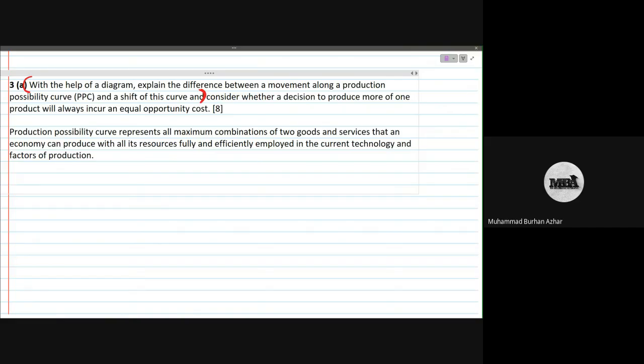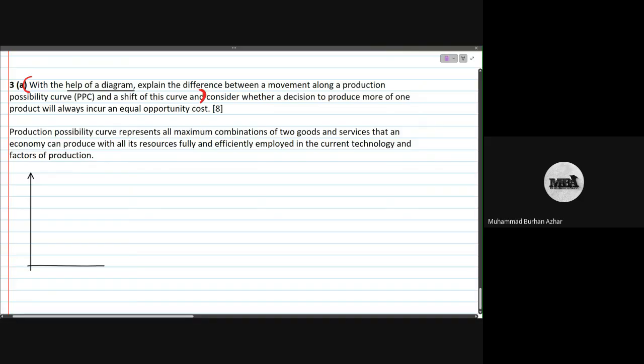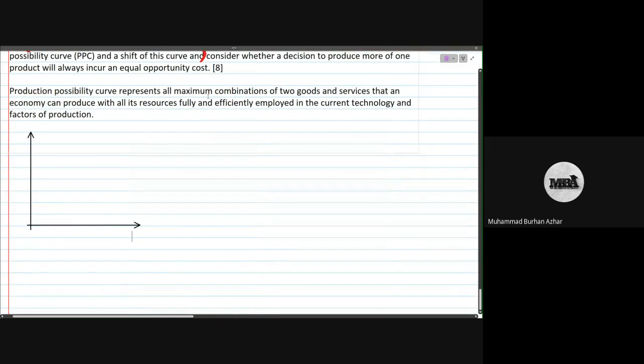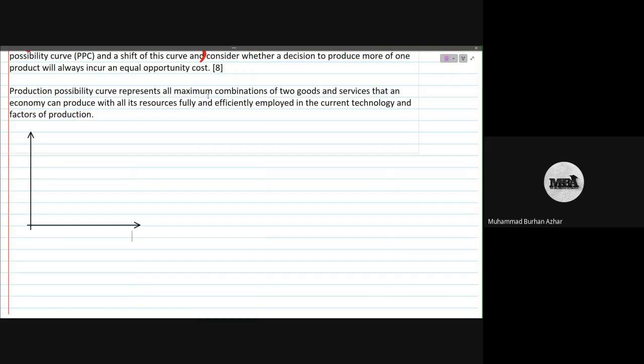Right, we have to explain the difference between the movement along the curve and a shift in the PPC. So, and we have to use the diagram. So remember, whenever the diagrams are explicitly required, there would be marks reserved for them. So movement along or shift दोनों की हम diagram बना सकते हैं. So there are two approaches to this which you guys can take. The number one approach is कि आप एक ही diagram बना दो to show both effects, or you can make two separate diagrams to show both effects separately. So I'll go with the latter one.